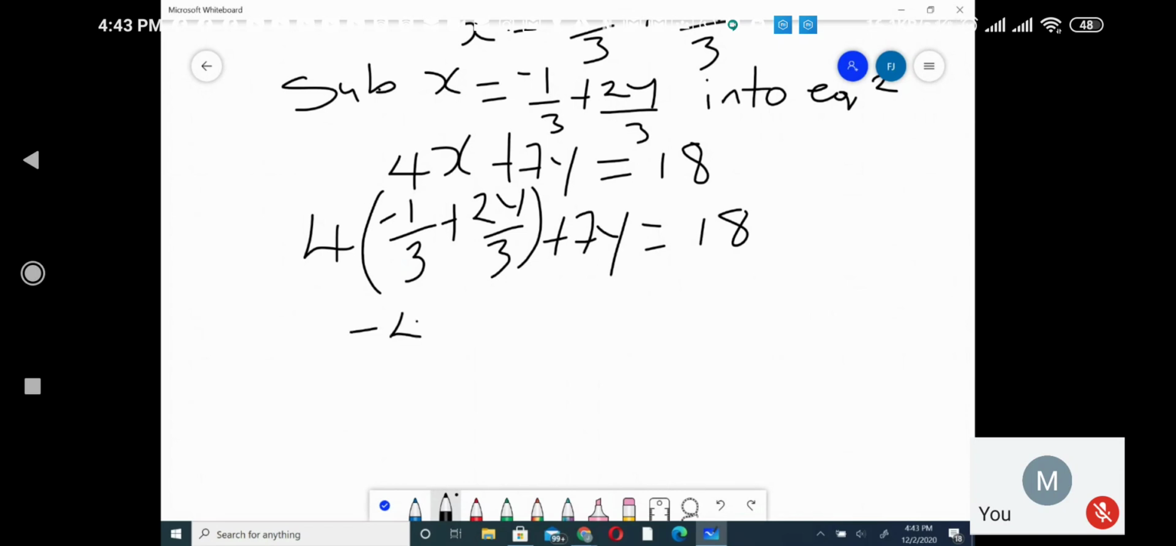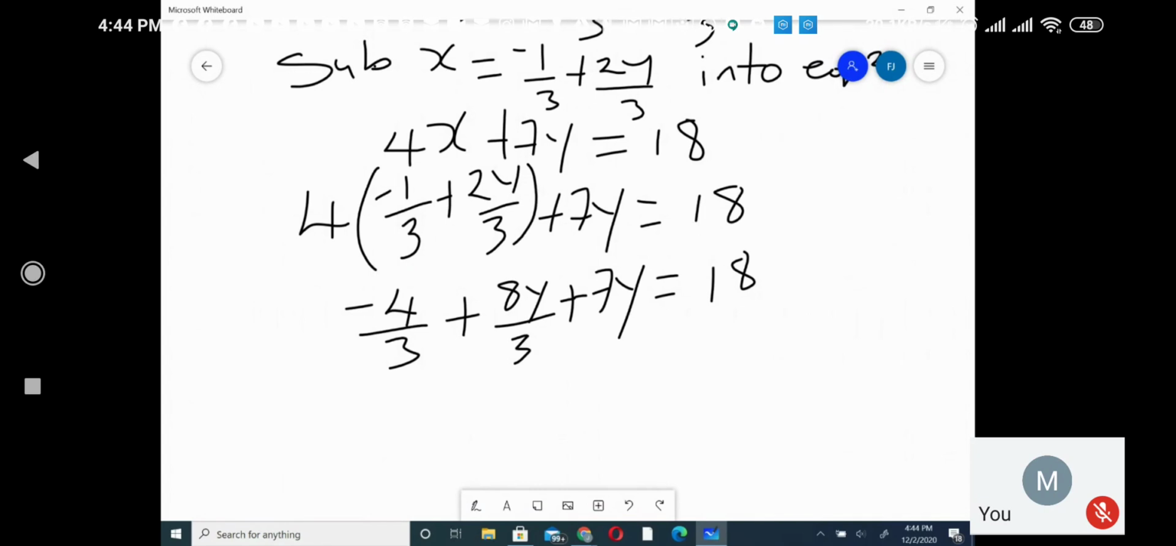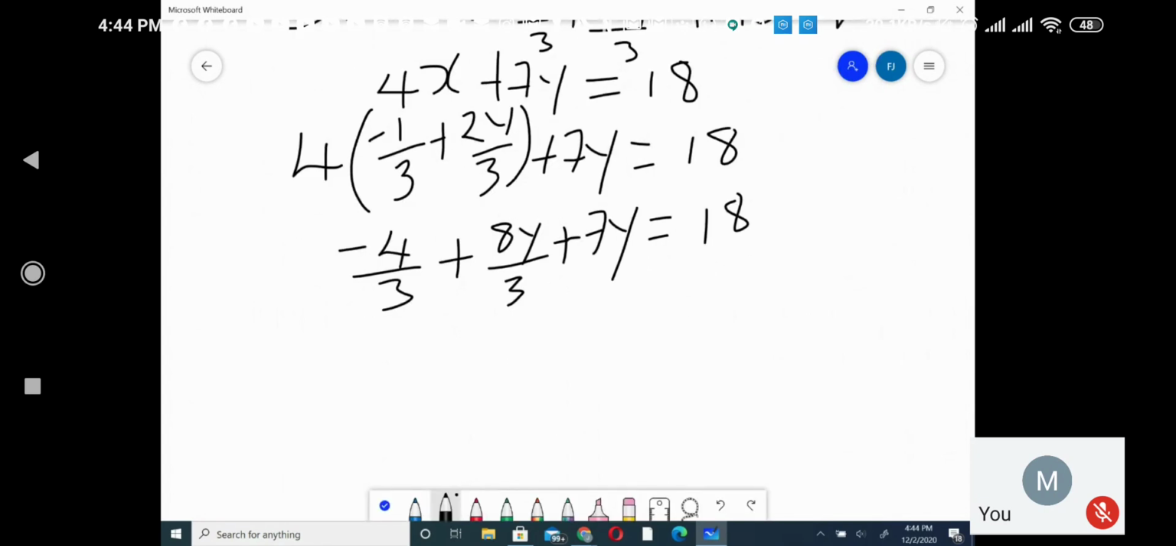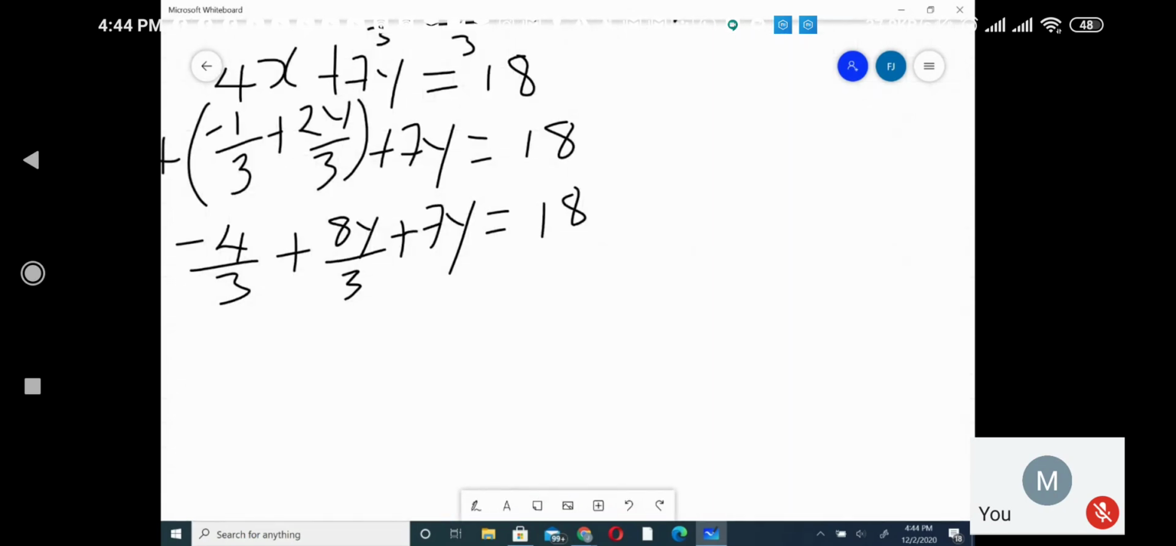Negative 4 over 3 plus 4 times 2y over 3 equals 8. Remember, you can't kick out the y, it has to be 8y over 3 plus, we can put back our 7y now, equals 18. Alright, tell me the next step now. We can add them, that's what you said? Or you don't want to get them?